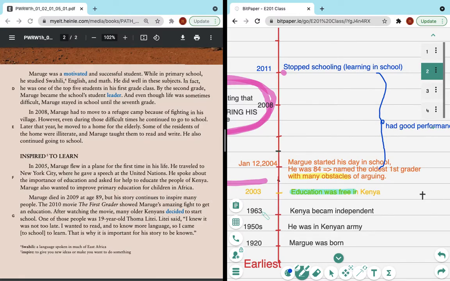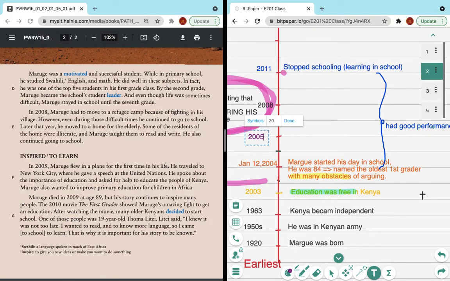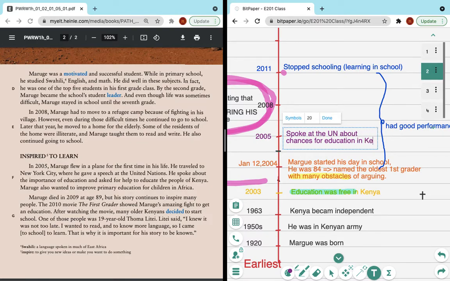So what's special about this time? Actually, this one is the golden time in his life. So I'm going to paint this in purple. Speak at the United Nations about education, right? For education in Kenya, in Africa, in general. All right, which means in Vietnamese we're gonna understand this as phát biểu ở UN về cơ hội cho giáo dục ở Kenya nói riêng và cho châu Phi nói chung.